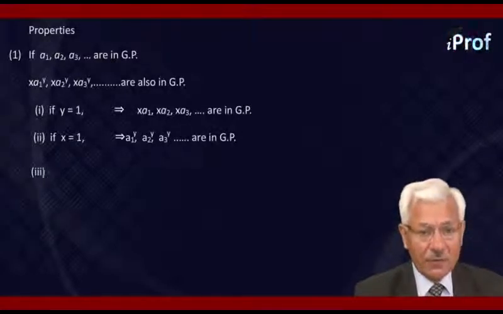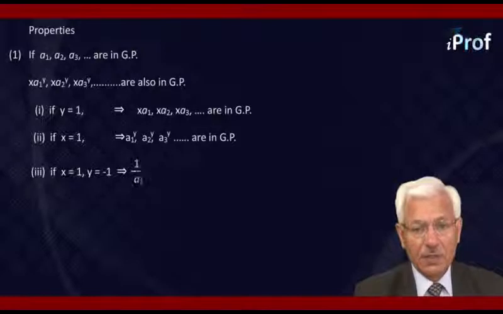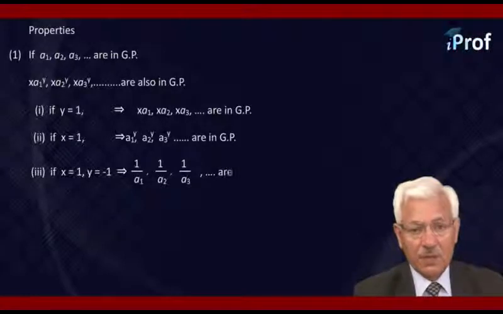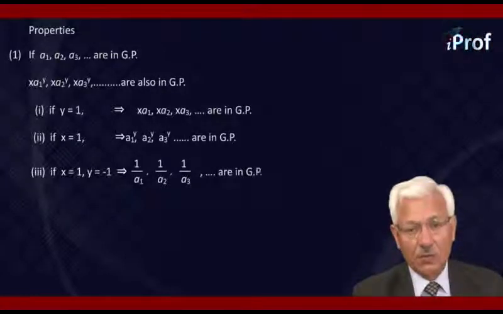If we take x equal to 1 and y equal to minus 1, that becomes the reciprocal of the geometric progression is also a GP. That is 1 by A1, 1 by A2, 1 by A3, ... are also in GP.